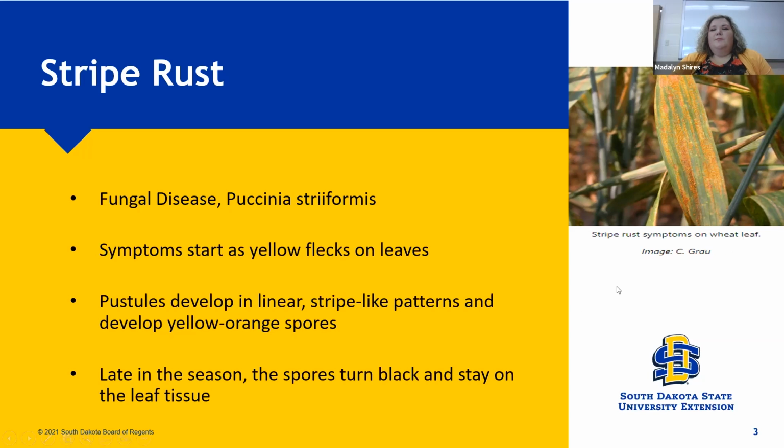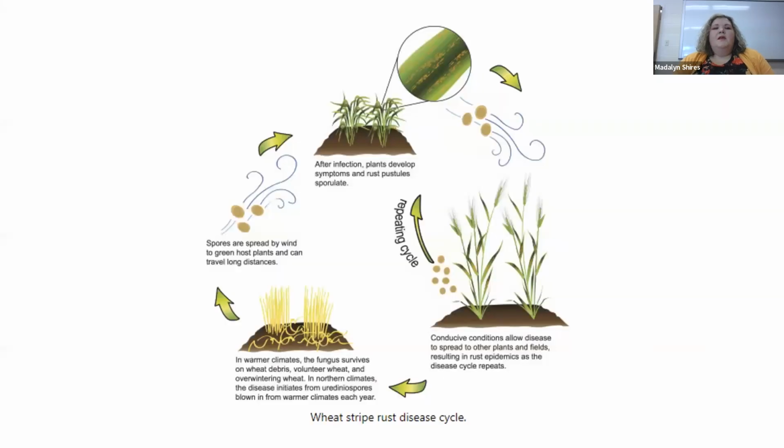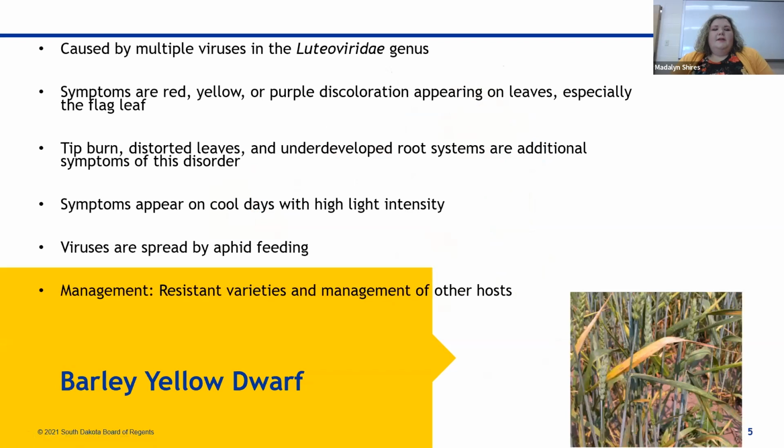So if you have stripe rust one year and leave wheat stubble in the field, there's a chance it will pop up again the next year. And this is basically what I was just explaining, that it can overwinter in fields, start from those spores, develop an infection, and then this repeats throughout the year of developing spores and infecting more plants. All right, so that's that disease.